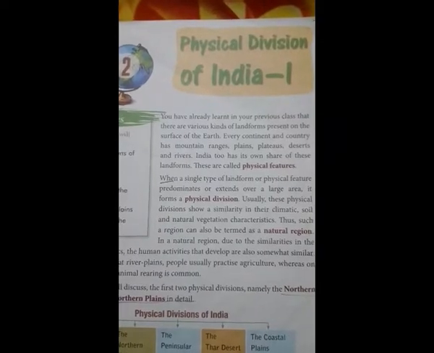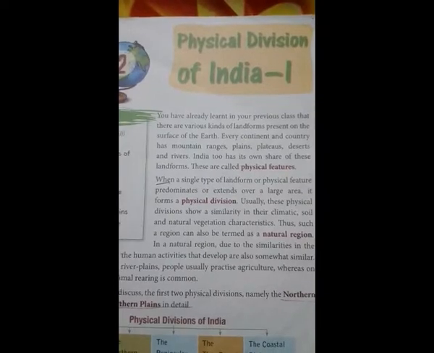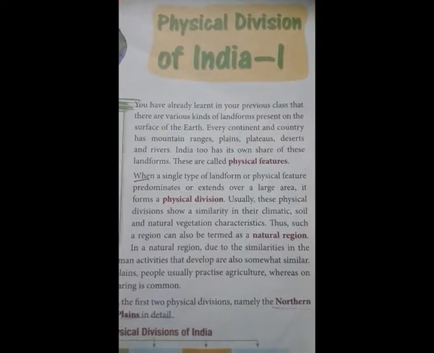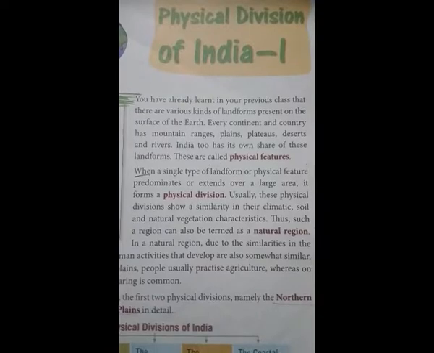Here in the second chapter, you shall read the physical divisions of India. You have already learnt in your previous class that there are various kinds of landforms present on the surface of the earth. Every continent and country has mountain ranges, plains, plateaus, deserts and rivers. India too has its own share of these landforms. These are called physical features.